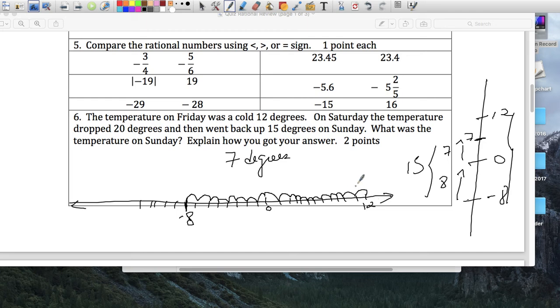So this was Friday. This was Saturday. And then from Saturday, it went up. Saturday went back up 15 from Saturday to Sunday. So if you're negative 8, you're going to go back 15. 1, 2, 3, 4, 5, 6, 7, 8, 9, 10, 11, 12, 13, 14, 15. And that's your temperature on Sunday. So it went down Friday to Saturday, and then from Saturday to Sunday, it went back up. So this would be 1, 2, 3, 4, 5, 6, 7. 7 degrees on Sunday. Okay.